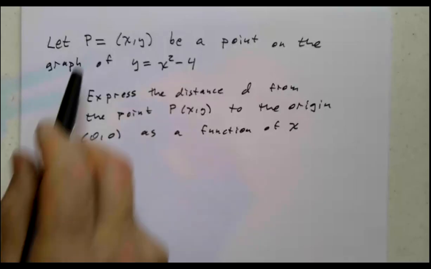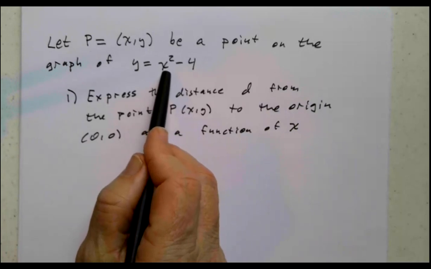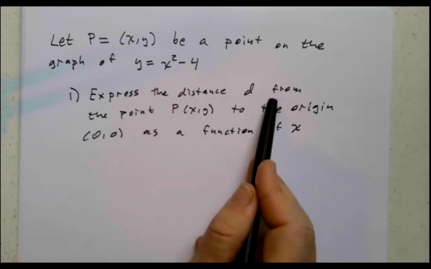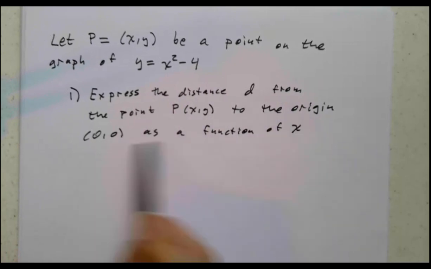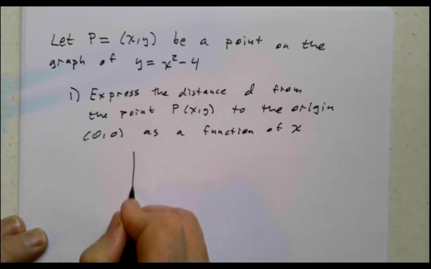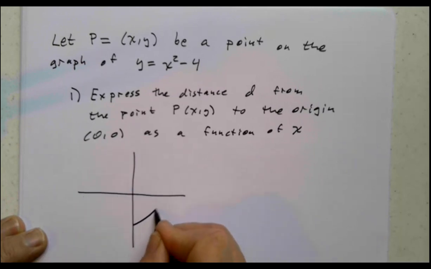For this question, we want P to be a point on the graph of y equals x squared minus 4, which is a parabola. We want to express the distance d from that point to the origin as a function of x. So let's make sure you understand what we're trying to do here. We have this parabola.